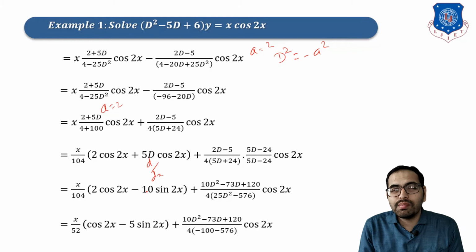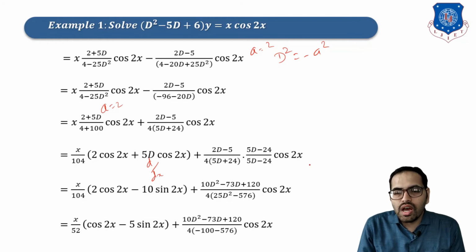Now we require the simplification only in the second term. When we take the conjugate in the second term, it becomes 2d minus 5 into 5d minus 24. Expanding this product, we get 10d square minus 73d plus 120. In the denominator portion, for a plus b, a minus b, that is 25d square minus 24 square, 24 square which is 576, into cos 2x.